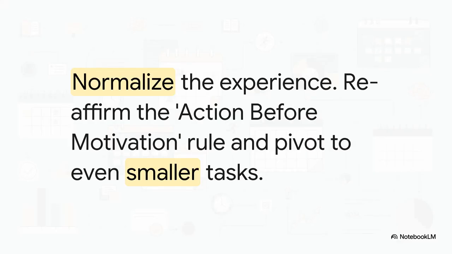Your first move is to normalize it, 100%. You look them in the eye and say, "Of course you didn't feel like it. We knew that was going to happen." You completely validate their experience. Then you gently remind them of the rule, action before motivation. And from there, you pivot. You say, "Okay, that task was too big. Let's make it even smaller, so small that you can't fail to get that mastery point next time."